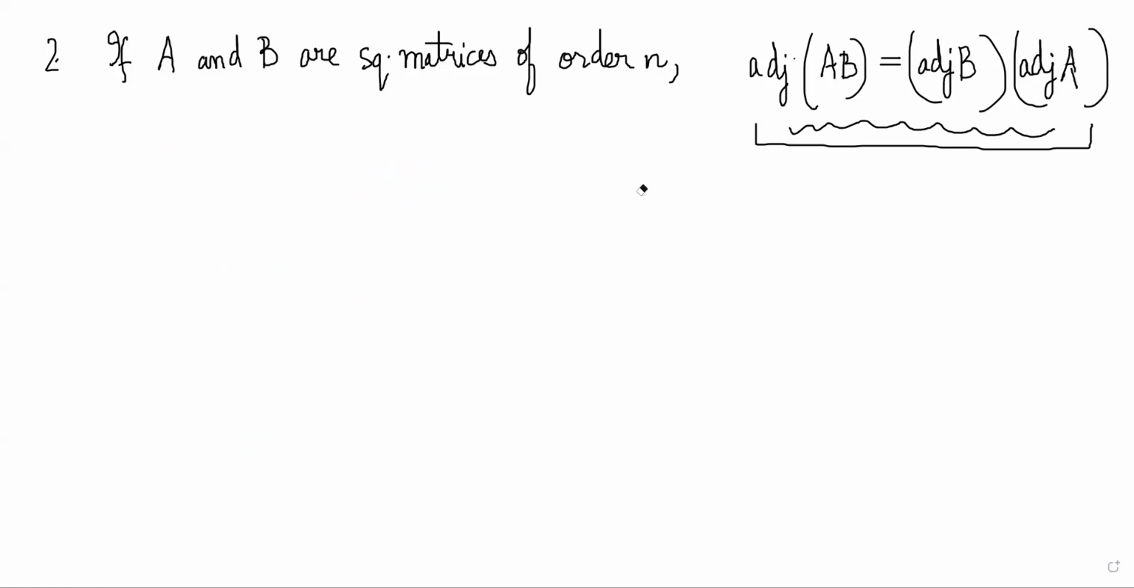Or you can take unknown entries in A and B and check whether all the elements are coming out the same or not.